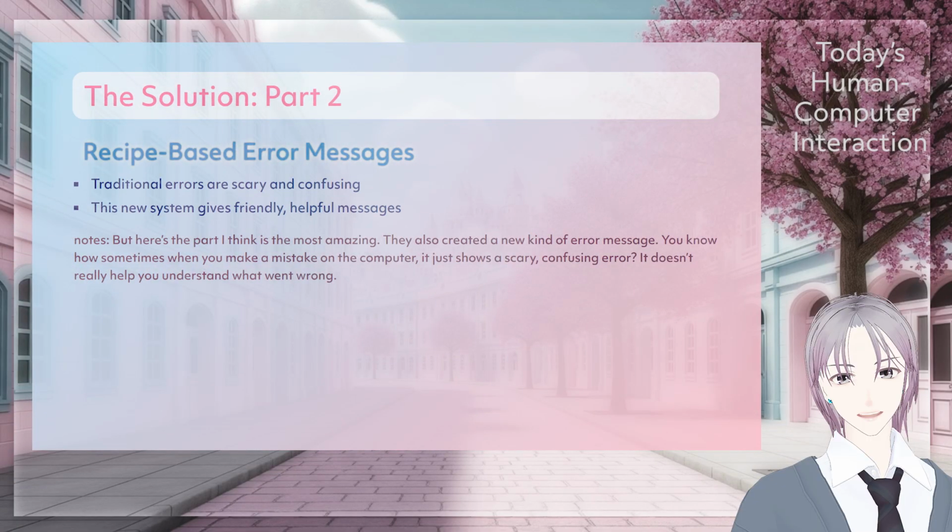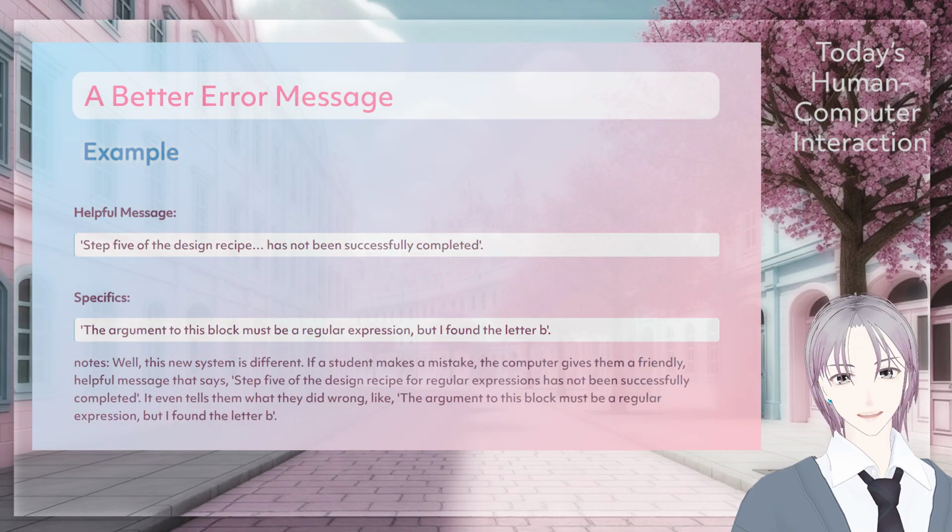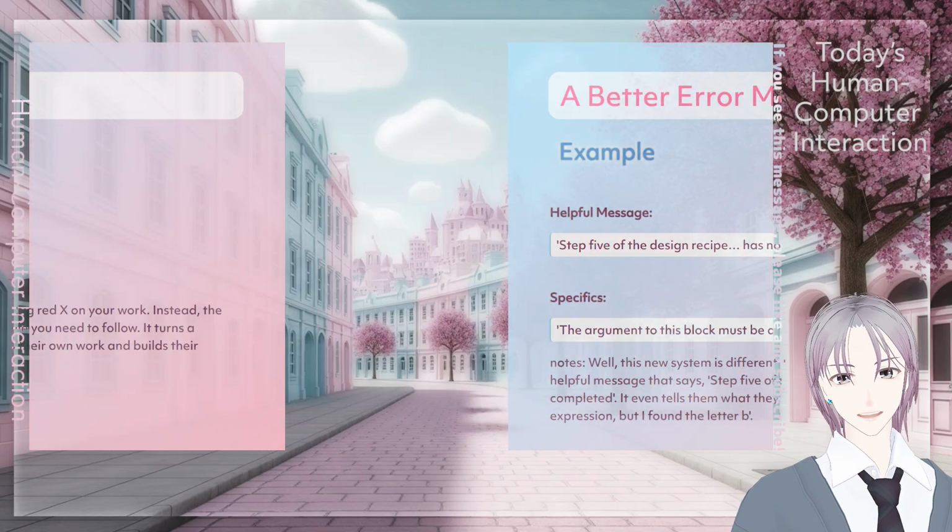But here's the part I think is the most amazing. They also created a new kind of error message. You know how sometimes when you make a mistake on the computer, it just shows a scary, confusing error? It doesn't really help you understand what went wrong. But this new system is different. If a student makes a mistake, the computer gives them a friendly, helpful message that says, Step 5 of the design recipe for regular expressions has not been successfully completed. It even tells them what they did wrong, like, the argument to this block must be a regular expression, but I found the letter B.